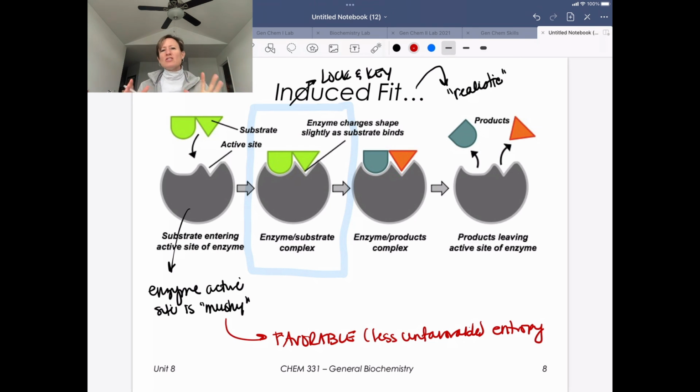So the induced fit model has a lot of the hallmarks that we see of a lock and key model, particularly once we consider the enzyme binding to the substrate. But the key difference is it's a more realistic energy view, an entropic view, of what the enzyme active site likely looks like before binding substrate. It probably is not as rigid as the lock and key model might suggest.